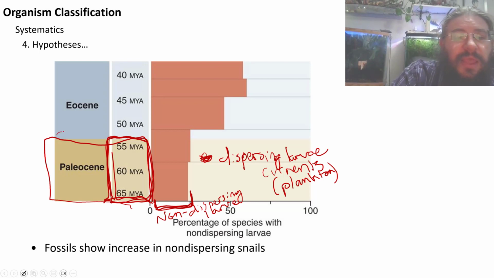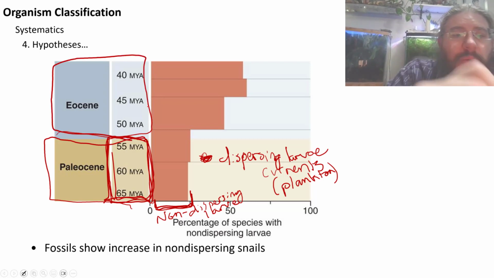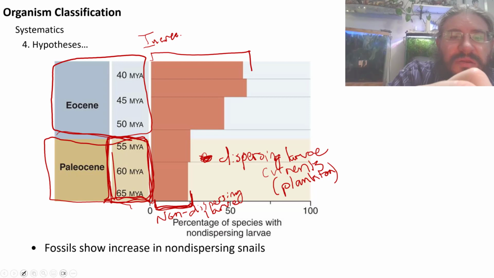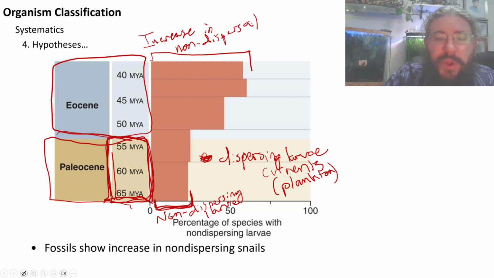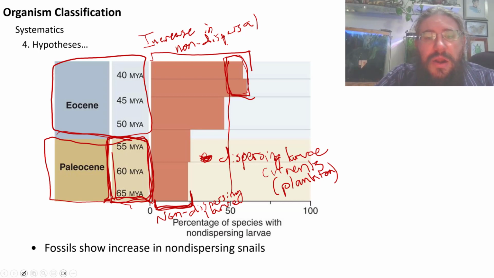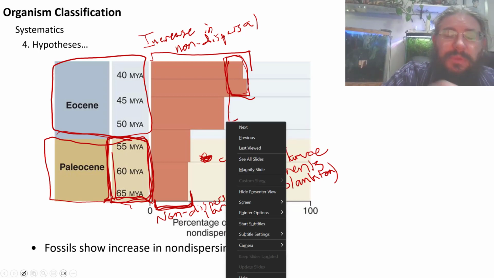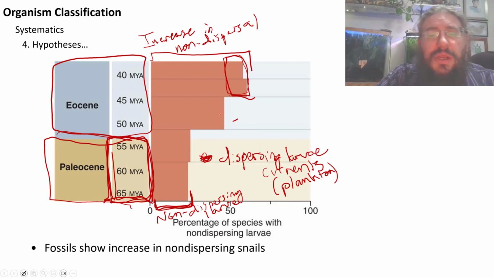And so we can see in the Eocene, we had a sudden increase in non-dispersing larvae, to the point where more than 50% by the end of the Eocene are non-dispersing larvae. Not so terrible. Okay, so how could we create phylogenies that propose evolutionary relationships, right?